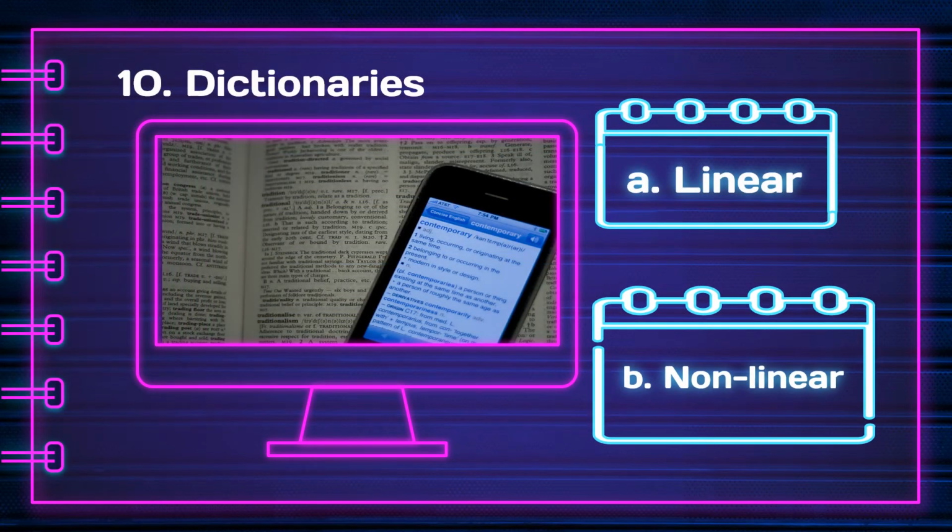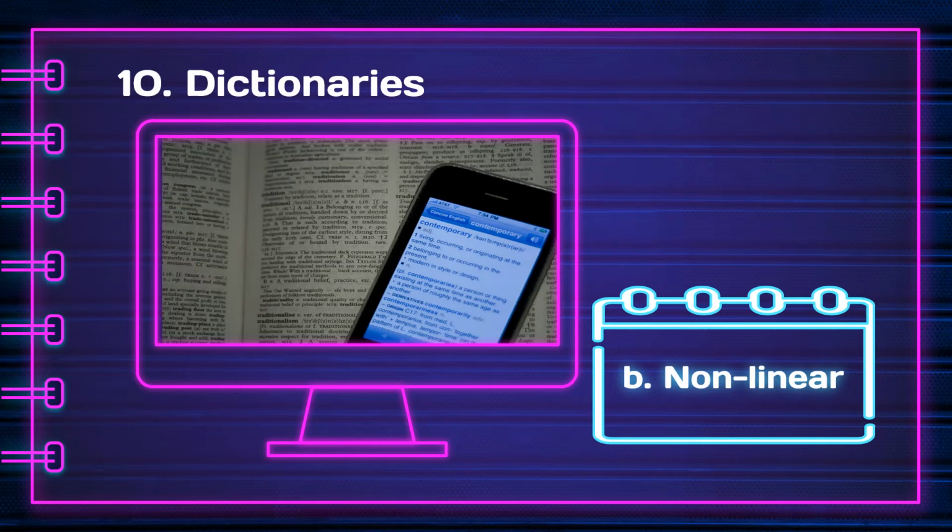How about number 10, dictionaries? Dictionaries are nonlinear texts because you don't need to read from beginning to end to get the meaning of one word.